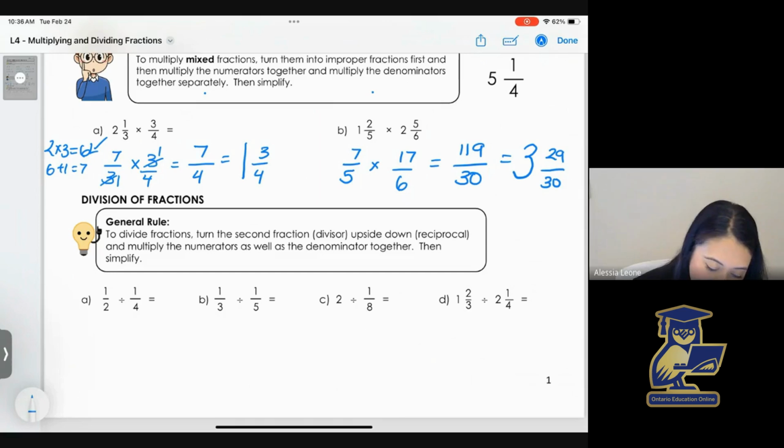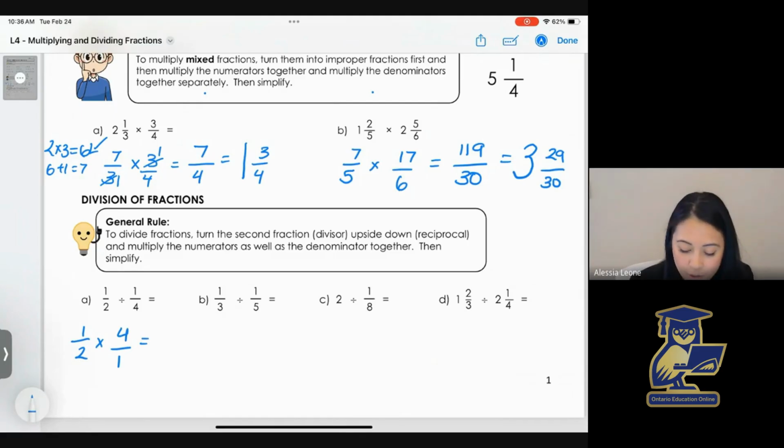So let's try with this one. We have 1 over 2 divided by 1 over 4. So we have to keep the 1 over 2. And then we flip the second one. Okay, so let's do that. And we multiply. And now we just do our multiplication rule. So we know 4 times 1 is 4, and 2 times 1 is 2. So we can simplify that. We know that 4 over 2 is 2.